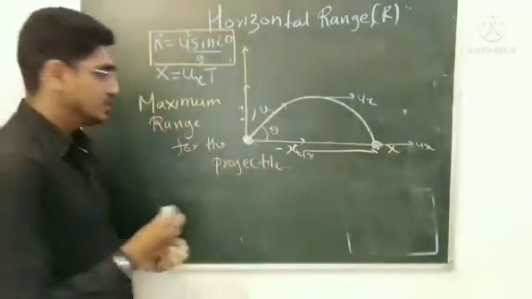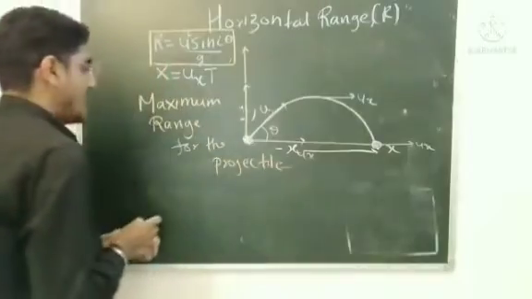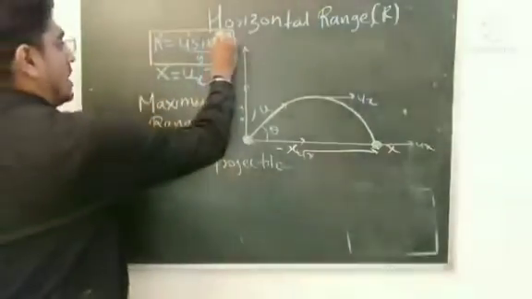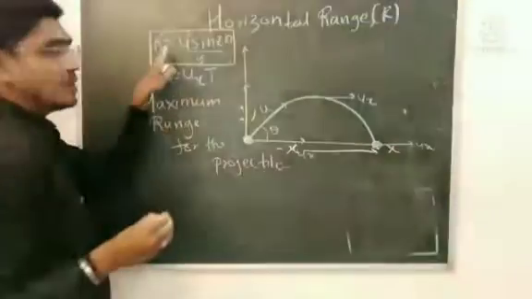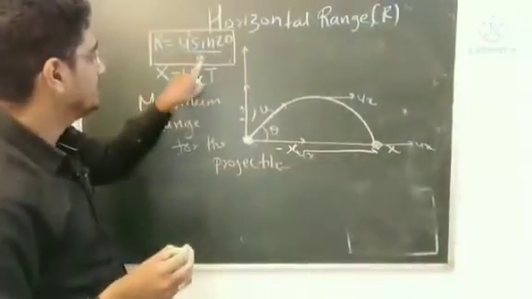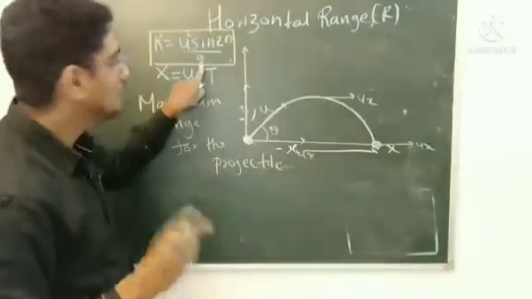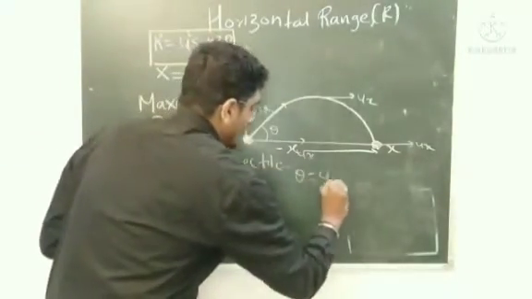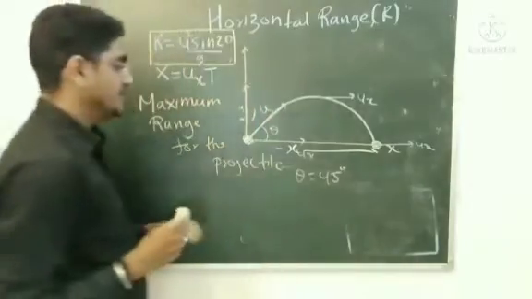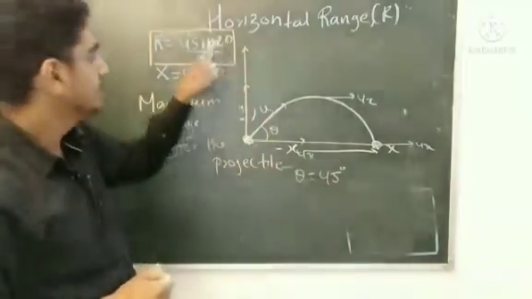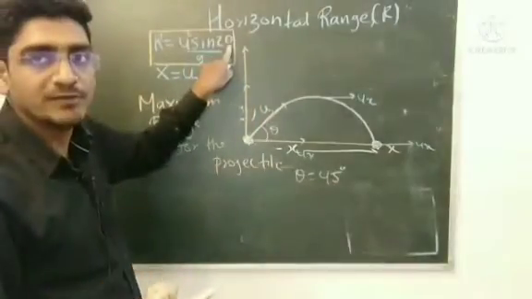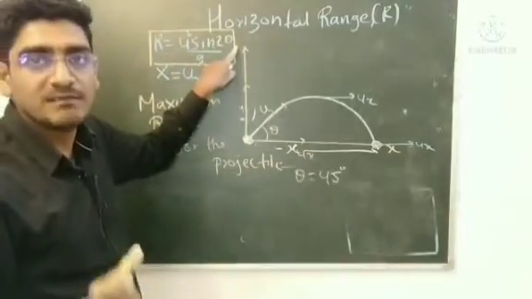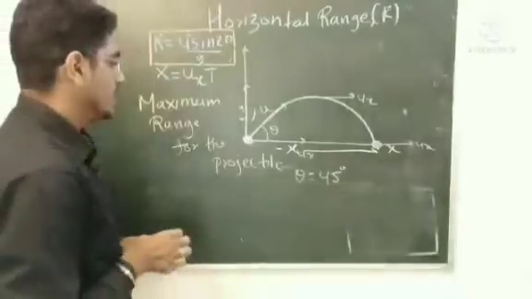Maximum range for the projectile, or we call it maximum horizontal range, that is Rmax. So how can we find the maximum range? Because R equals u square sin 2 theta by g, and the maximum value of sin is 1. So in place of theta we can write 45 degrees. When theta equals 45 degrees, 2 theta, that is 2 into 45, becomes 90 degrees, and as we know the maximum value of sin is 1.